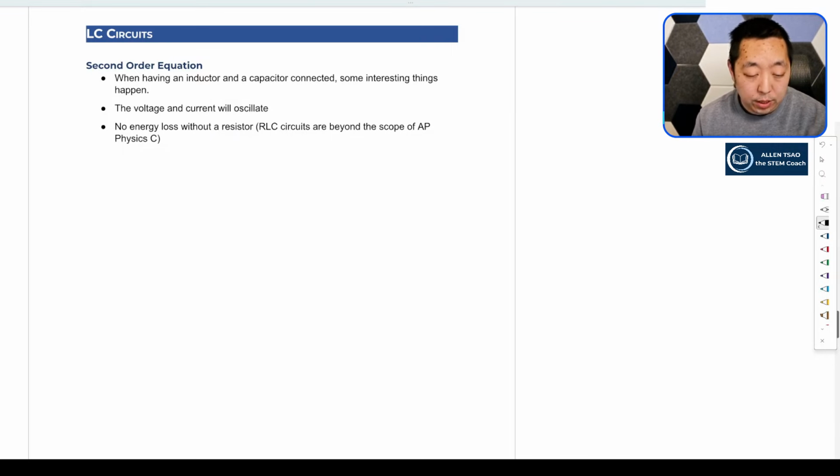All right, so the last thing we do in here is LC circuits, and LC circuits are kind of interesting. It ends up being a second order differential equation, and it can be very complicated. Outside of the scope of this class are circuits where you have resistors and inductors and capacitors. Those are pretty complicated and require math just a little bit more advanced than what you would cover in calculus. Anyway, LC circuits are what it sounds like: they have an inductor and a capacitor.